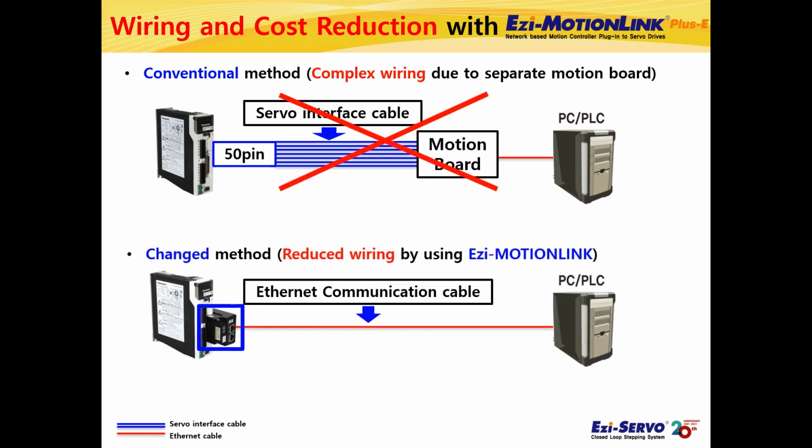With this, you can remove the complicated wiring bundle from the Ezi-SERVO to the motion board. By using Ezi-MOTIONLINK, a 1-axis motion controller, the customer can use 5-axis Ezi-SERVO with only an Ethernet communication cable without a separate motion board. You can control these with the API that FASTECH provides.